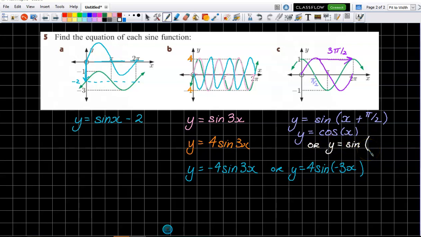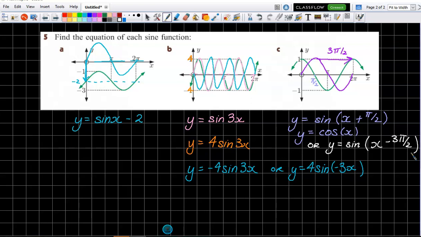So could we also say it could also be y equals sine. So you're moving to the right by 3 pi on 2. What would that be? Yeah, negative. So x take. Yeah?